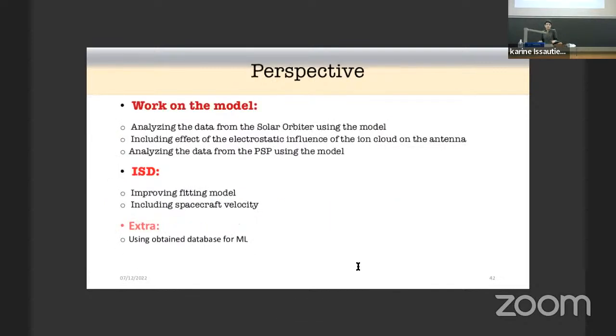And what are the perspectives? As I mentioned, for the work on the model, we would really like to use our model to analyze Solar Orbiter data. Also, it would be interesting to upgrade the model with the electrostatic influence of the ion cloud on the antenna. And why not? We can test our model also on Parker Solar Probe data. It could be interesting to see the results.